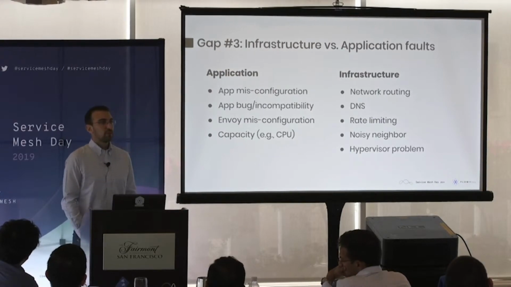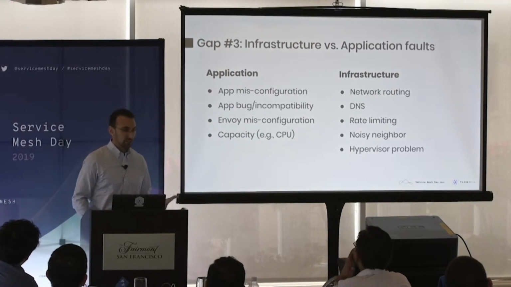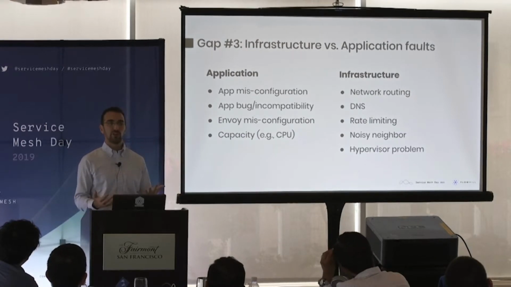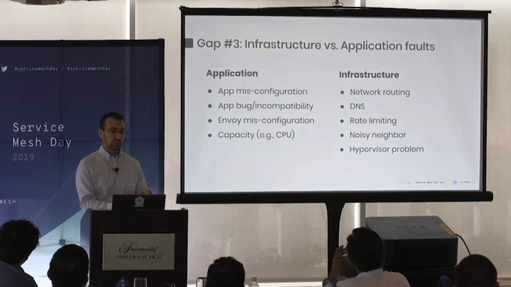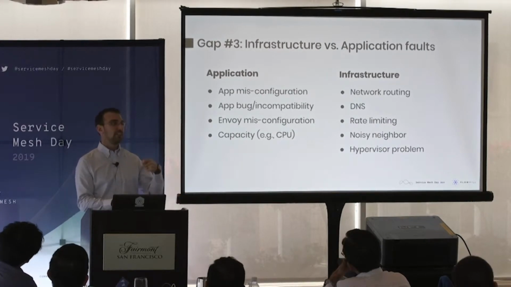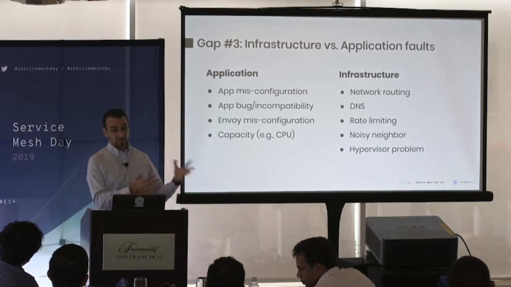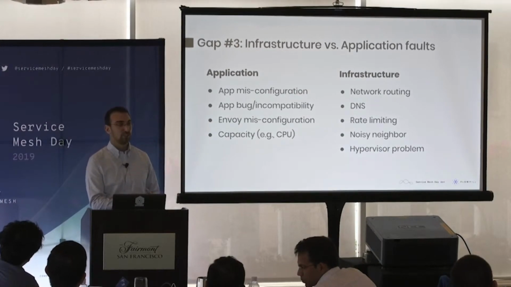And the third thing is, once you've had an error, and we've seen companies and users have this a lot, how do you know what really went wrong? Is it the application? Did you misconfigure your application? Did somebody introduce a bug or incompatibility into the version? Did they misconfigure Envoy or service mesh? Or is it a capacity issue?